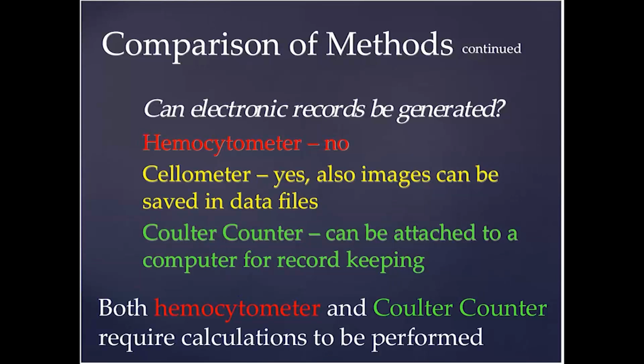Now, the Coulter Counter in our laboratory is not attached to a computer, but of course that option is available. You can attach the Coulter Counter to a computer, and then of course you have access to electronic record keeping. Both Hemocytometer and Coulter Counter, the way we have them set up, require calculations to be performed, and these are done using a simple calculator manually.